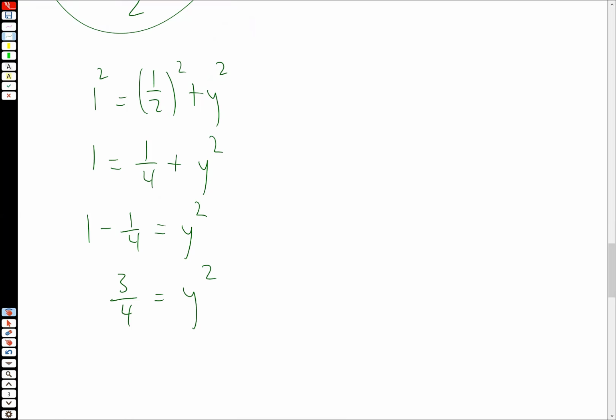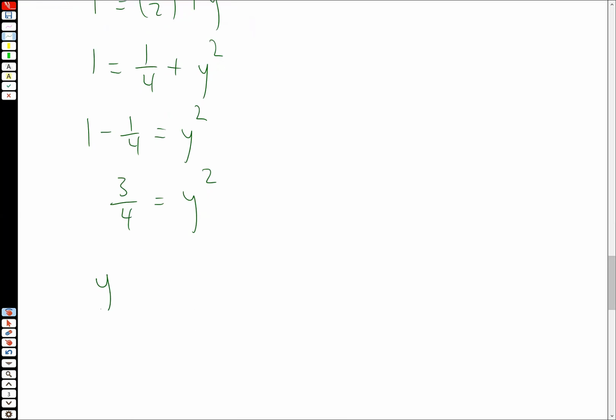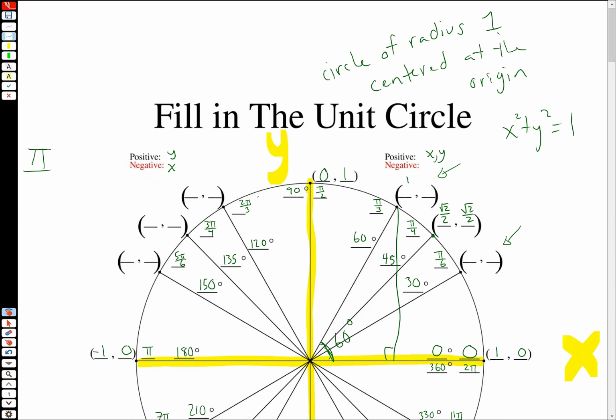And take the square root of both sides, and we're going to just consider the positive square root. We get y equals positive square root 3 over square root 4, which is square root 3 over 2. So our y coordinate is square root 3 over 2 in this case. Okay, so remember that. x was 1/2, y was square root 3 over 2. So going back to our unit circle, x was 1/2, y was square root 3 over 2.